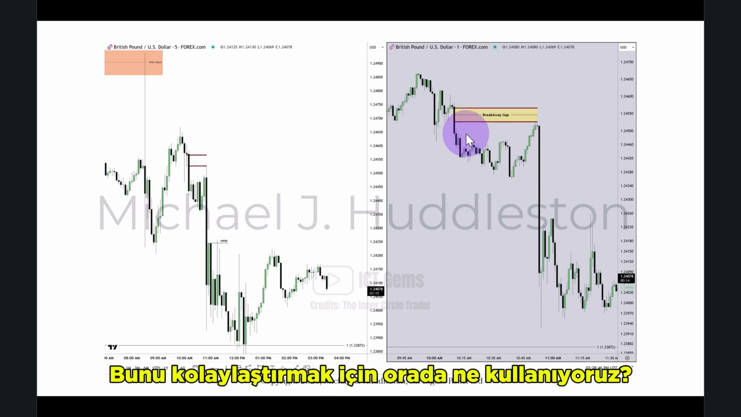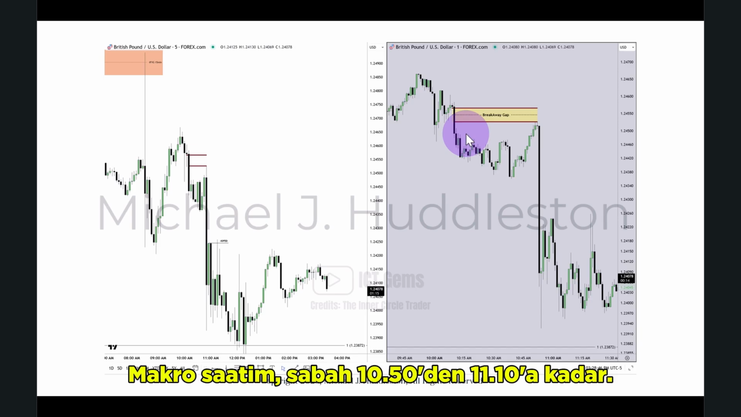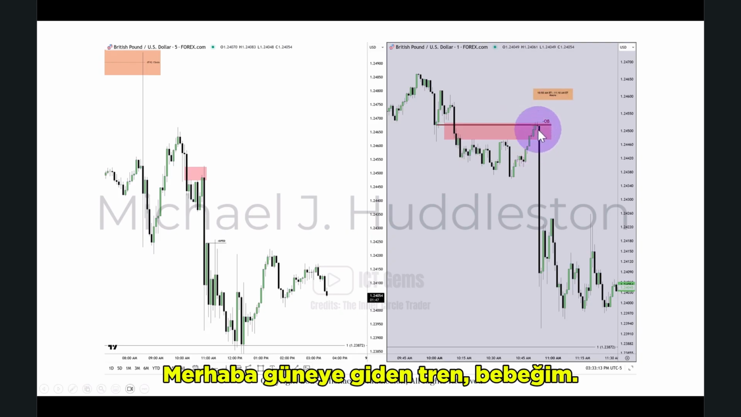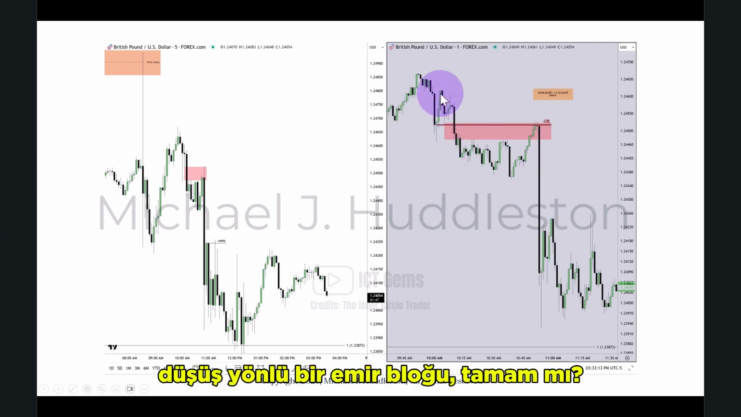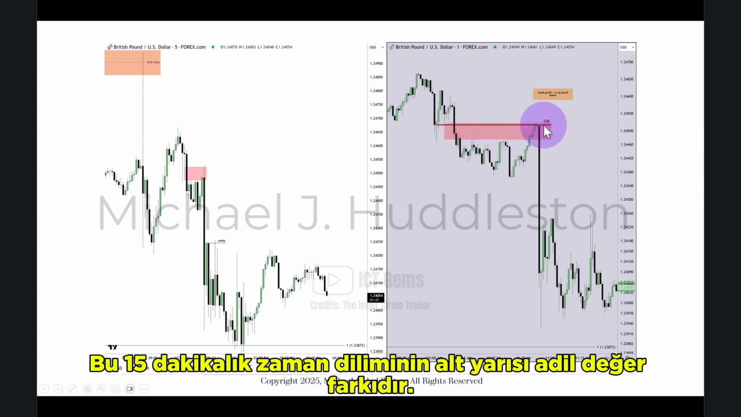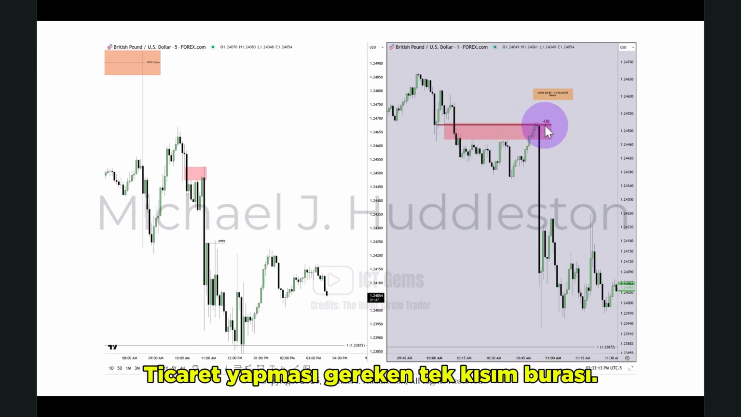What do we utilize there to kind of facilitate that? My macro time, 10:50 a.m. to 11:10 macro. Hello, southbound train, baby. Least closed candles consecutively are a bearish order block. Okay, it's the change in the state of delivery, which is the lowest opening price of these consecutive candlesticks. It's inside of this portion of what? The lower half of that 15-minute time frame fair value gap. That's the only portion it needs to trade to.